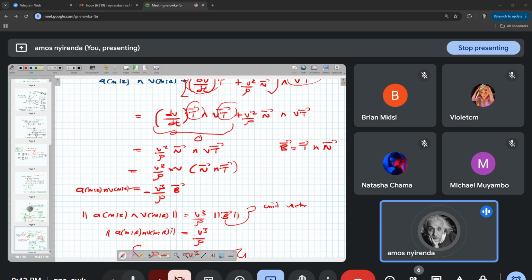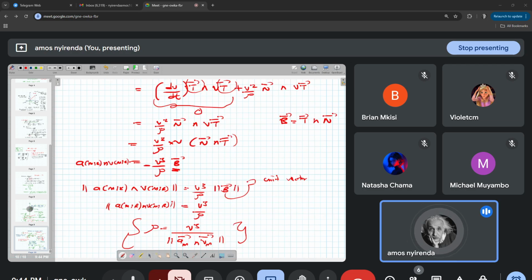So here we've multiplied the scalars, V squared divided by rho and V, and then we just leave the vectors in the vector product. So V squared multiplied by V is V to the power 3 divided by rho, and then n vectorial t gives us the vector b. So that is what we have. We get the vector b.